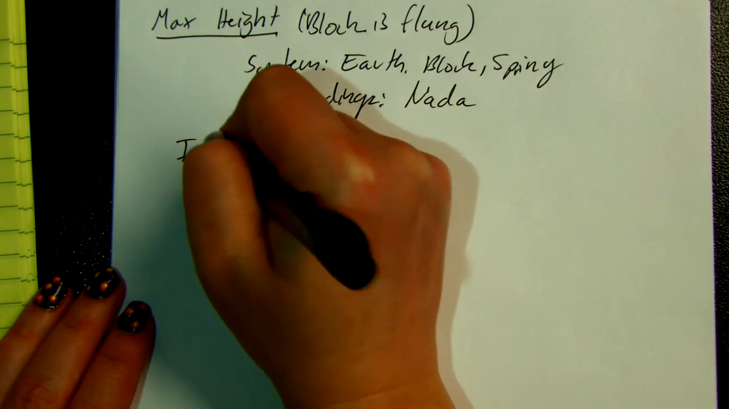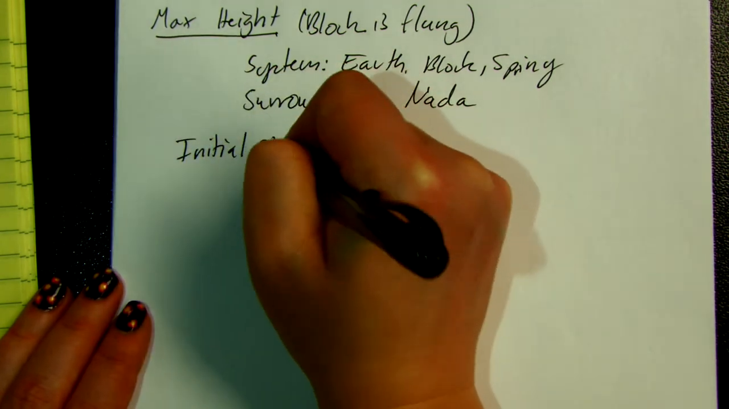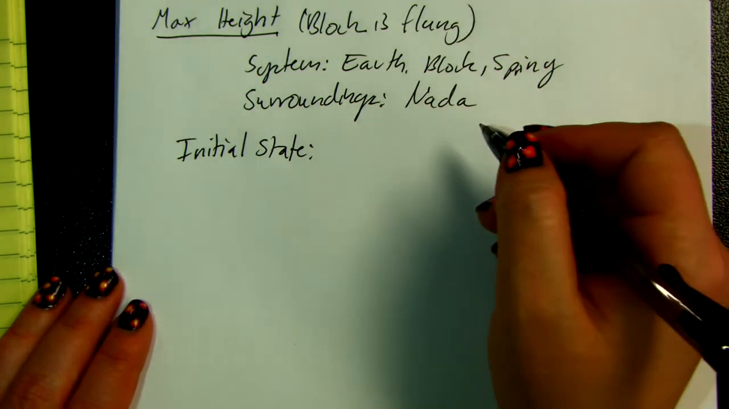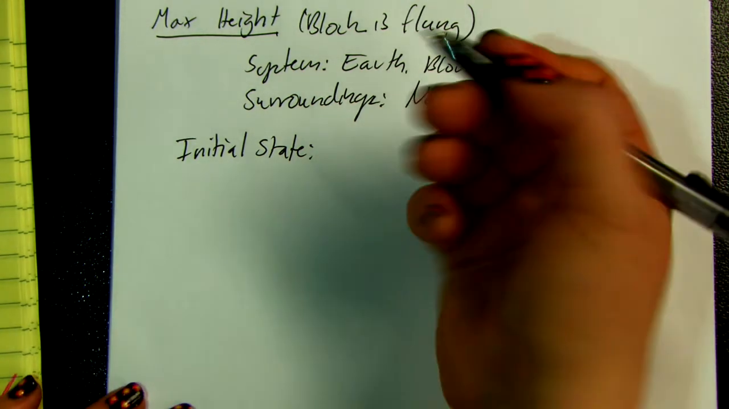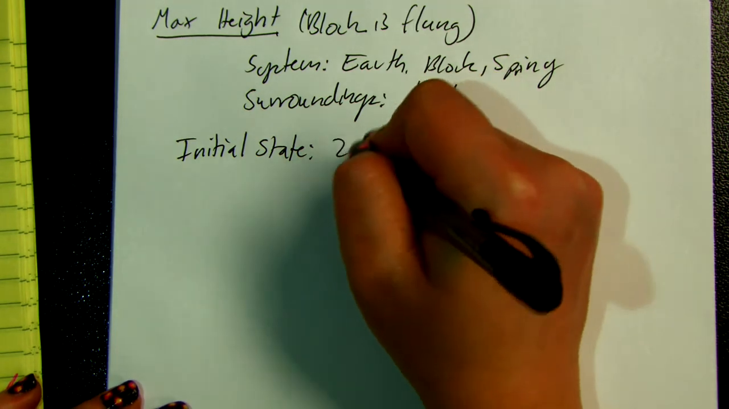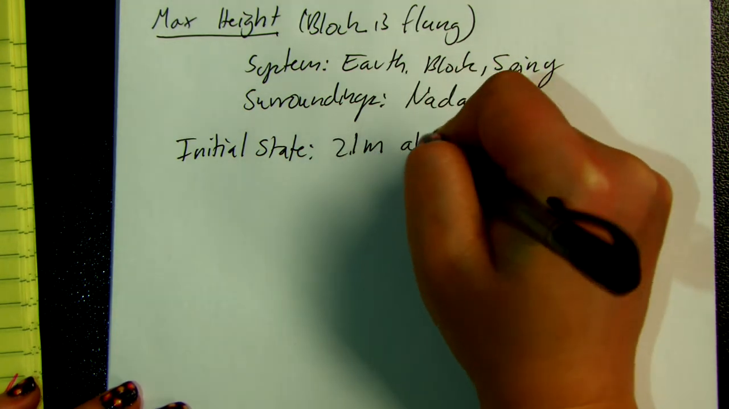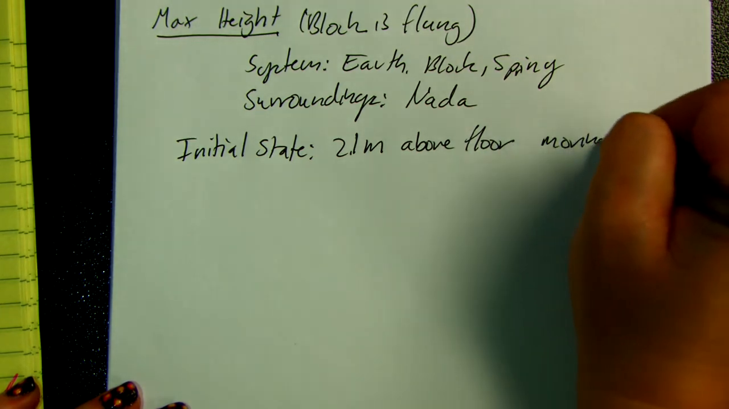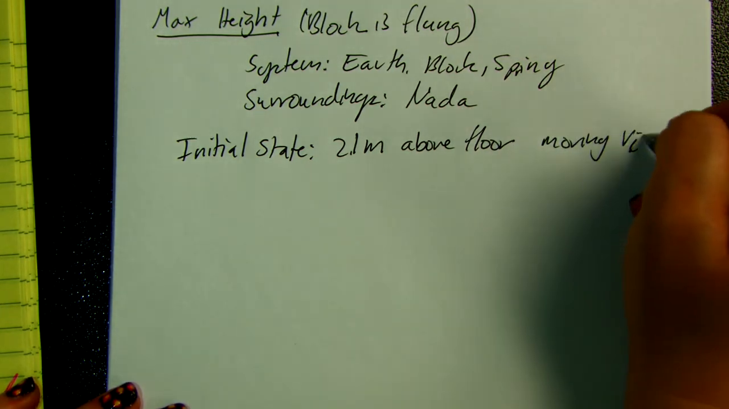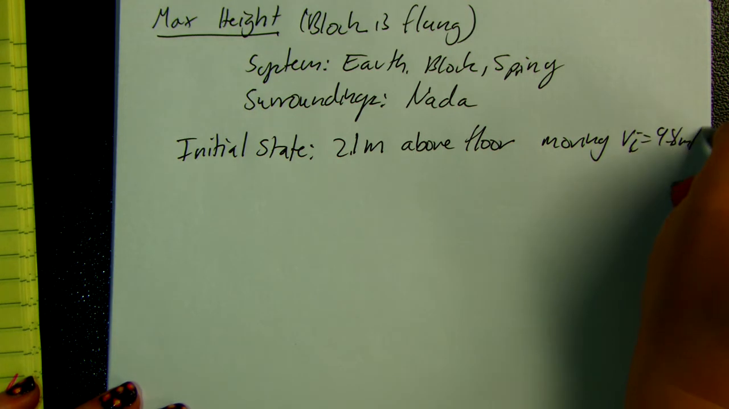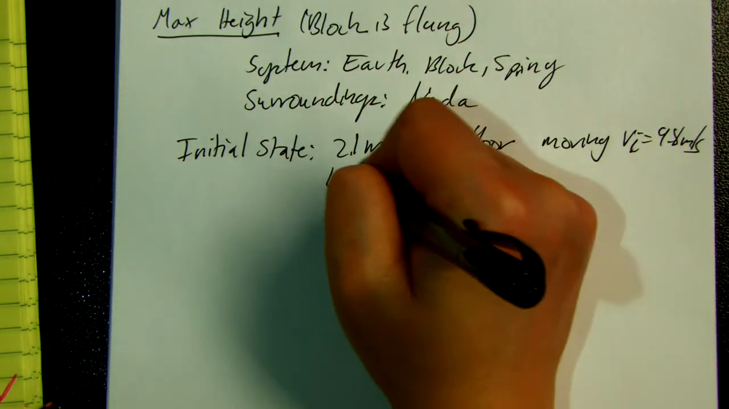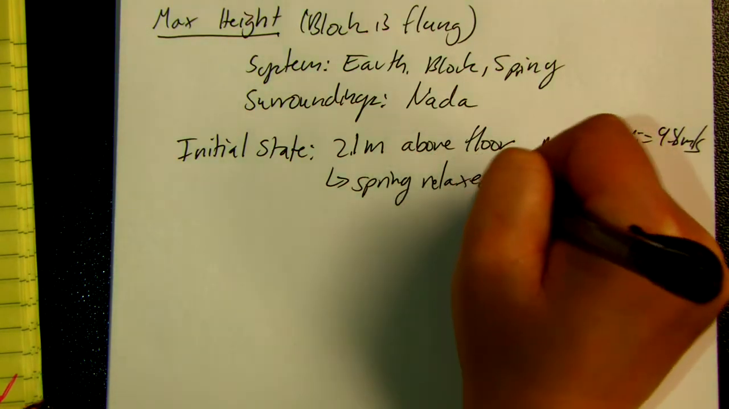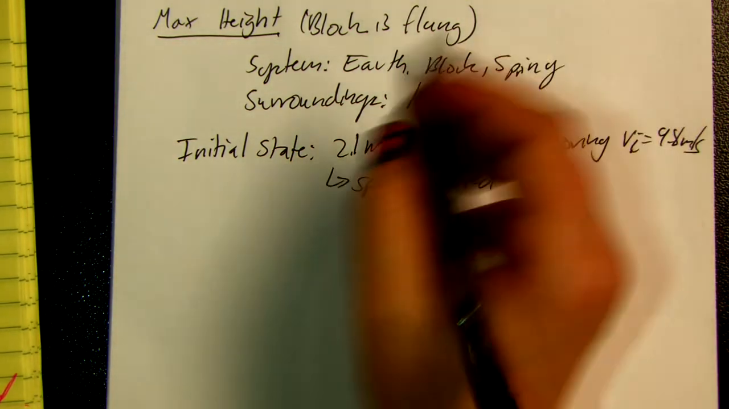So we can use whatever initial state we want. I'm going to use the initial state given in the problem setup. So let's just keep that the same. So 2.1 meters above the floor, moving downward with a speed of 9.8 meters per second, spring relaxed. Energy conservation always works. So let's use that.